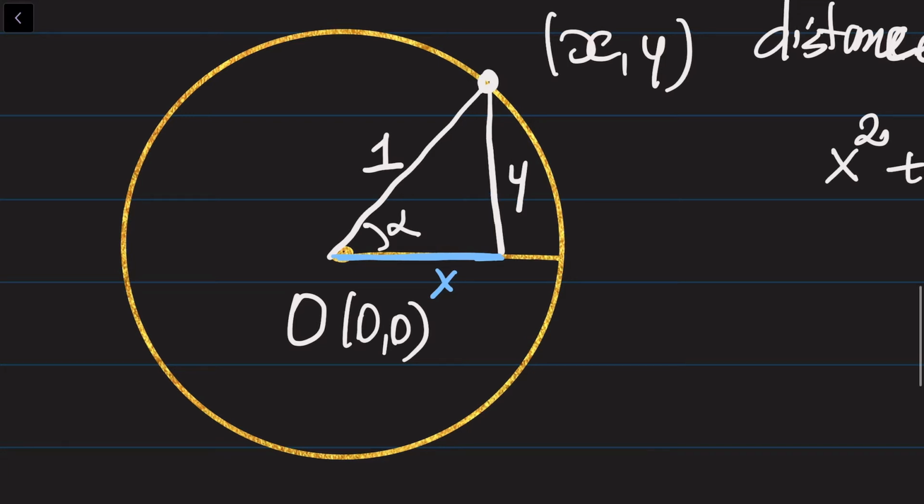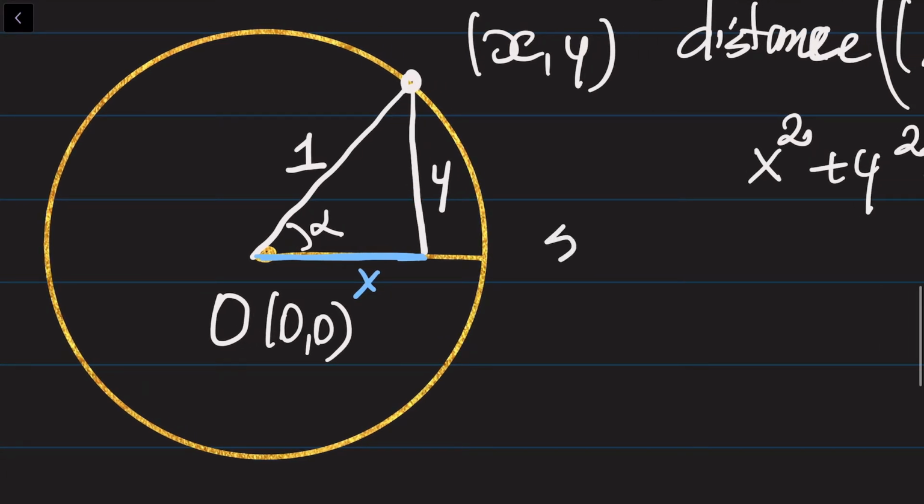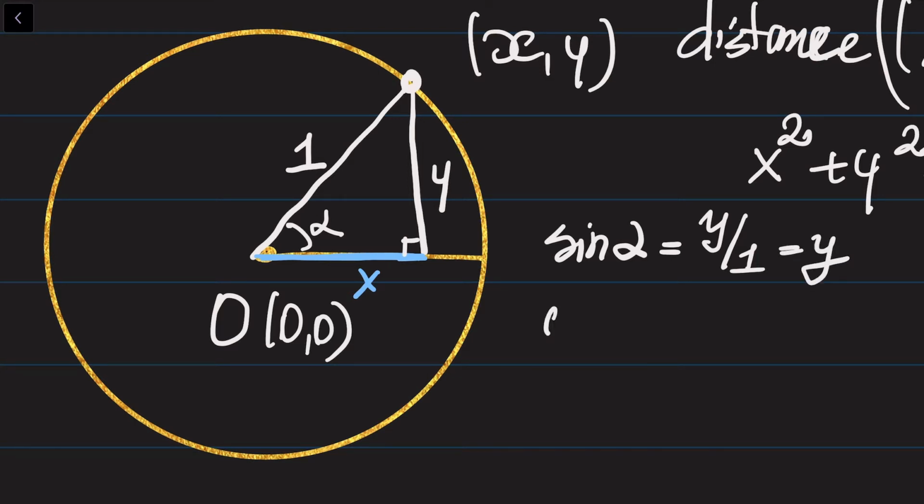And if you remember, we define the sine of the angle as the opposite side over the hypotenuse, so this is the right triangle, right? So the sine of the angle is going to be equal to y divided by the hypotenuse, which is equal to 1, or simply, it's going to be equal to y. And the cosine of the angle is going to be equal to x divided by the hypotenuse, which is equal to 1, or simply it's equal to x.